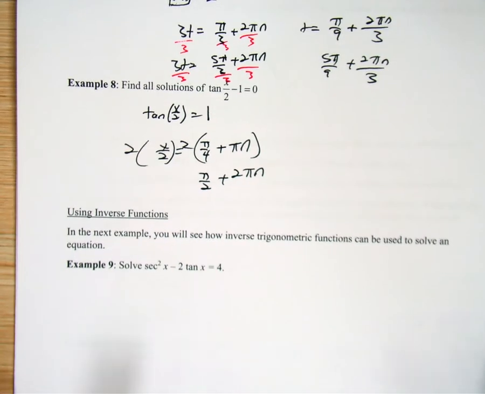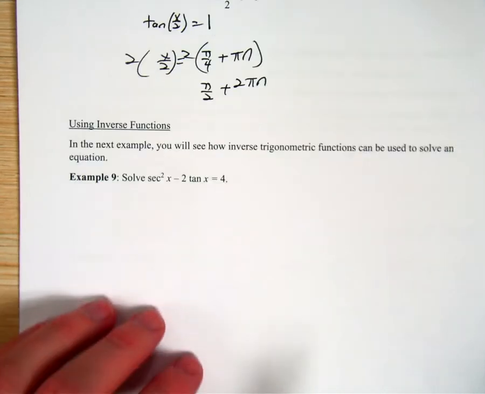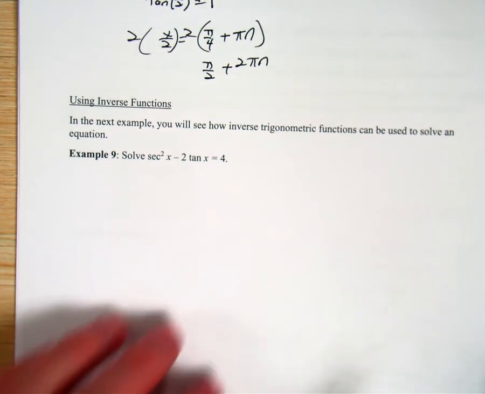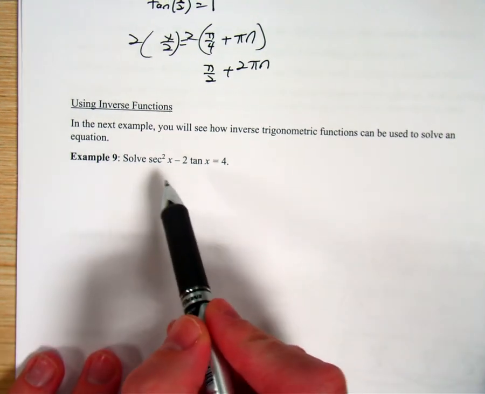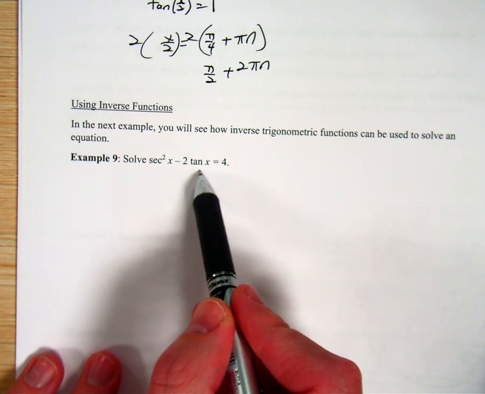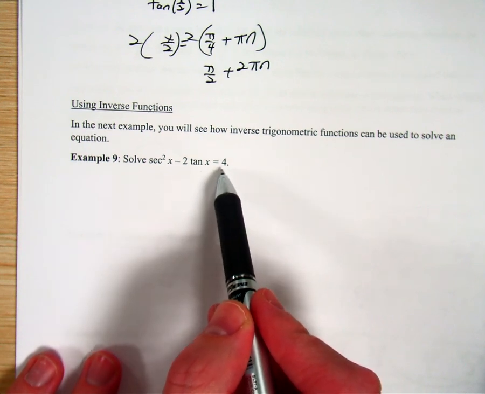And then this next one is a little bit out there. I'm not sure if this is going to be on the quiz or test or not, but we'll talk about it at least. All right, solve secant squared of x minus 2 tan x equals 4.